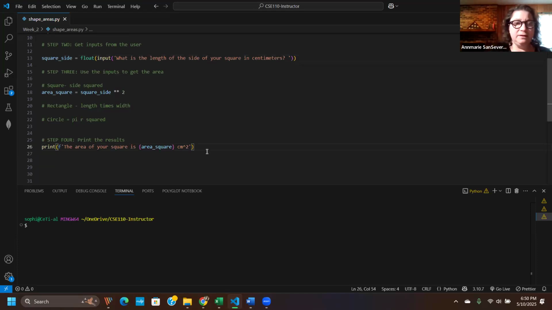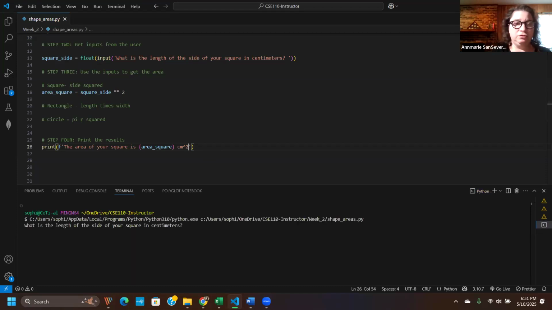All right, so let's test this. And let's use one we know really well. What is the length of the side of your square in centimeters? I'm going to say 5. The area of your square is 25.0 centimeters squared. I know that's correct, so I feel confident about that one.